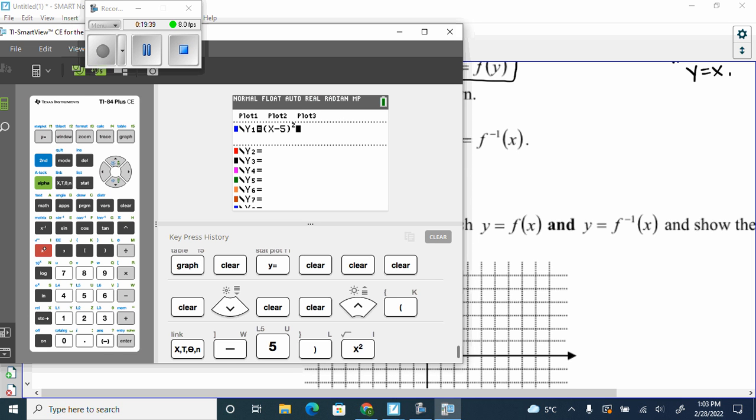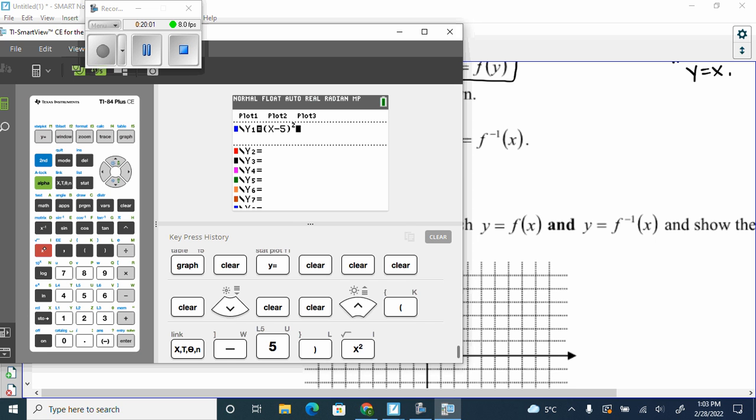(X minus 5) squared? Yes, it needs to be in brackets. Put it in brackets though. If not, you're just squaring the 5. Because if you just put it squared, it doesn't know you want to square the whole thing.